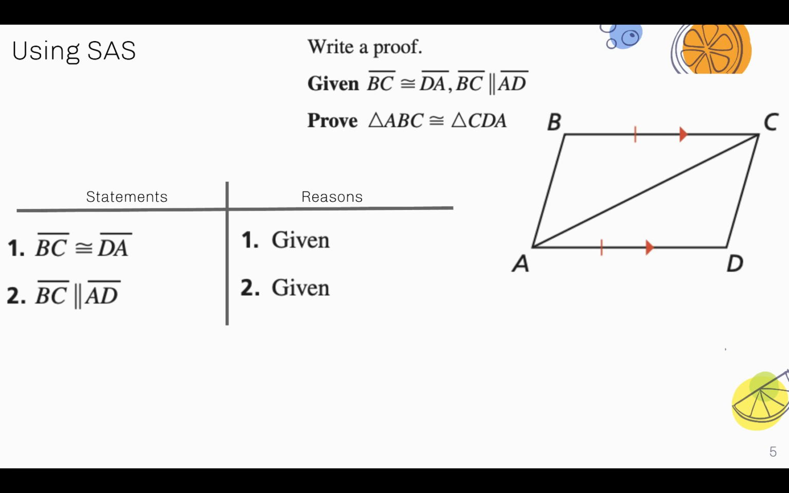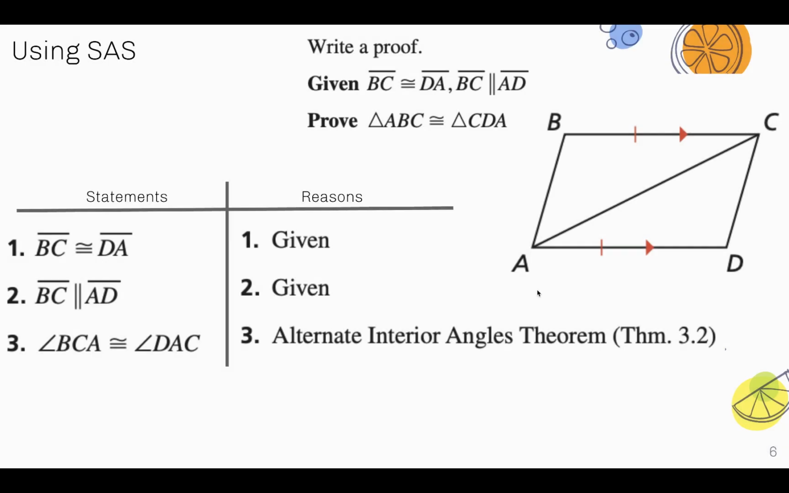Okay, so there's a couple ways to go about this proof. Let's first go ahead and identify alternate interior angles. So this angle right here, angle BCA, is congruent to angle DAC, this angle. So these two are alternate interior angles. So now we have two pieces. We have a side and an angle.